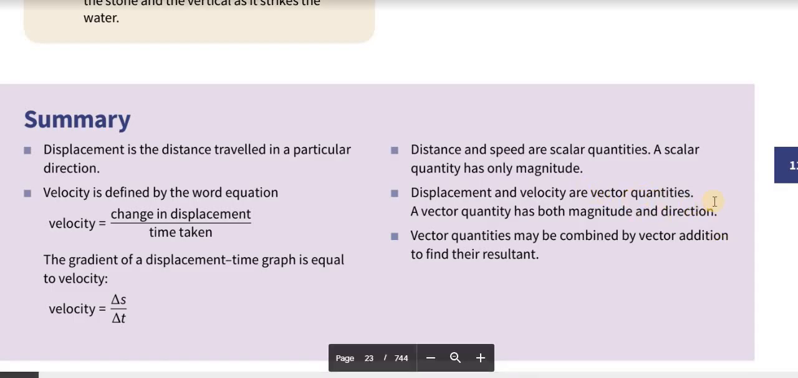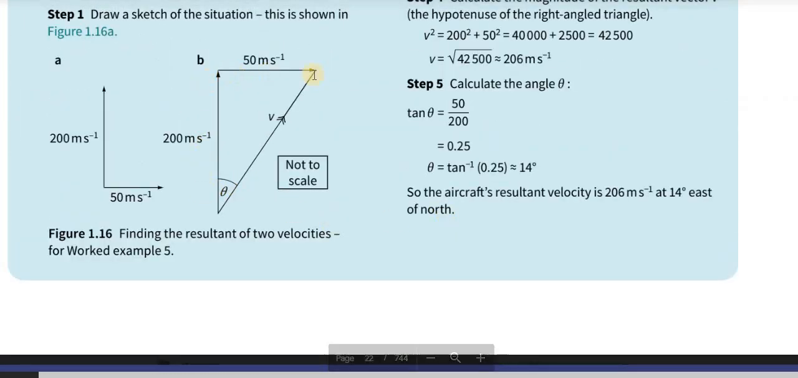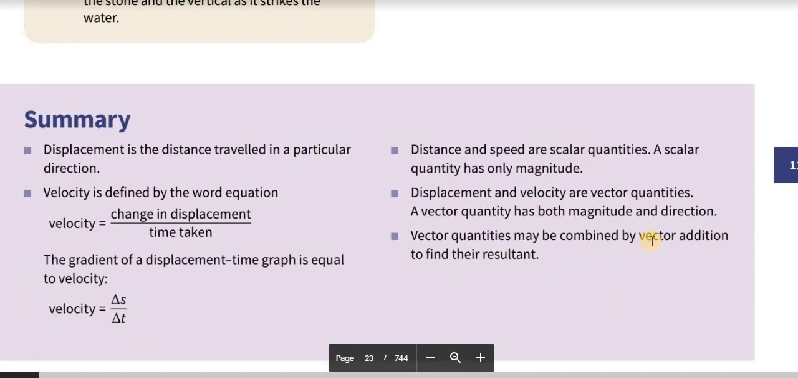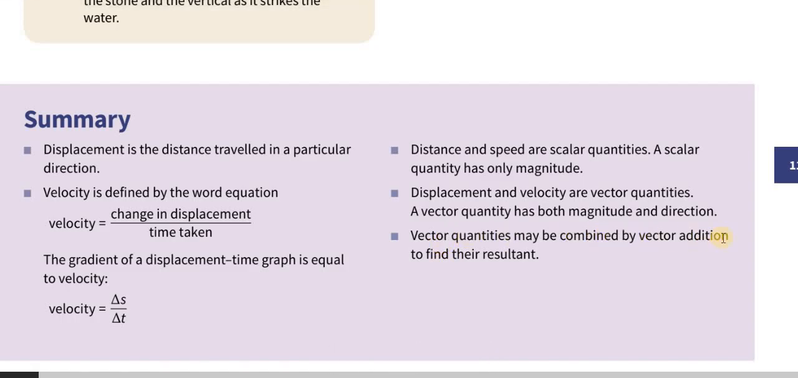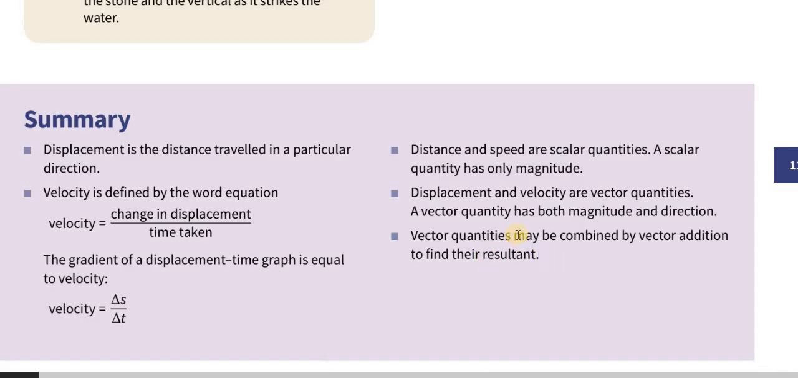Displacement and velocity are vector quantities. A vector quantity has both magnitude and direction. Vector quantities can be combined by vector addition to find their resultant. Now over here, the last two examples we did were vector additions. Velocity vector this way, another velocity vector this way, and then we got the resultant velocity of this aircraft due to these two velocities. So that was a vector addition that we did. So the vector quantities can be combined by vector addition to find their resultant. And there are more examples on this. Like I said, where I have solved past paper questions, you can watch those videos about vector additions.